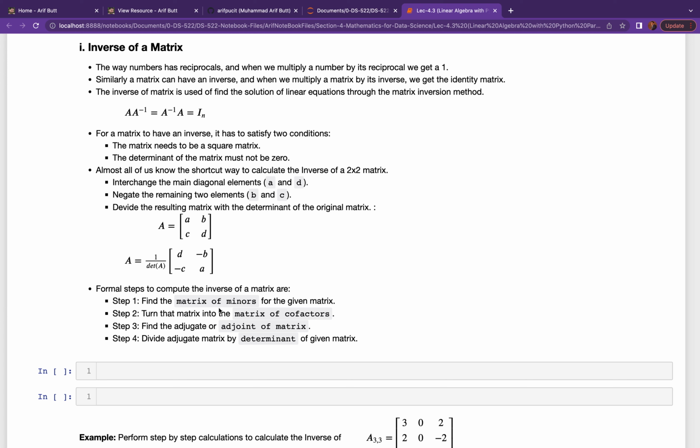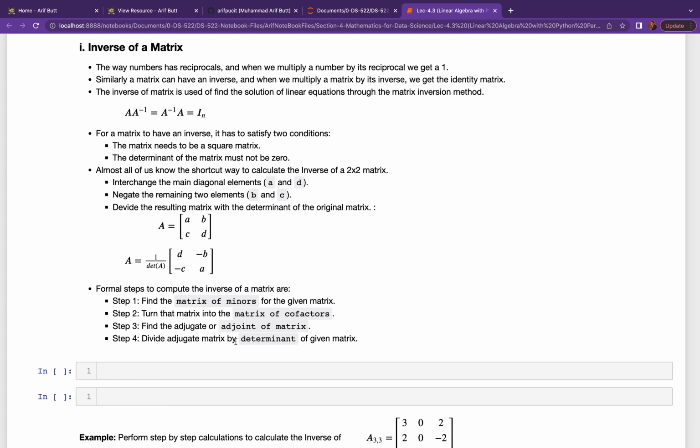And if I write down the formal steps to compute the inverse of a matrix, they are: in step 1 we find the matrix of minors for the given matrix. In step 2 we turn that matrix into the matrix of cofactors. Then we find the adjugate or adjoint of that matrix. And then finally in step 4 we divide the adjugate matrix by the determinant of the given matrix.